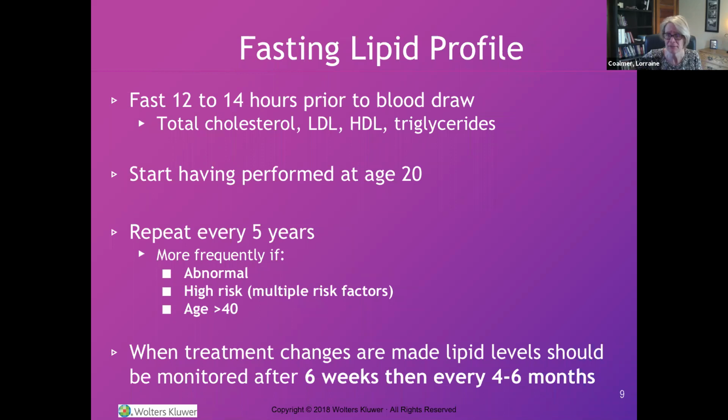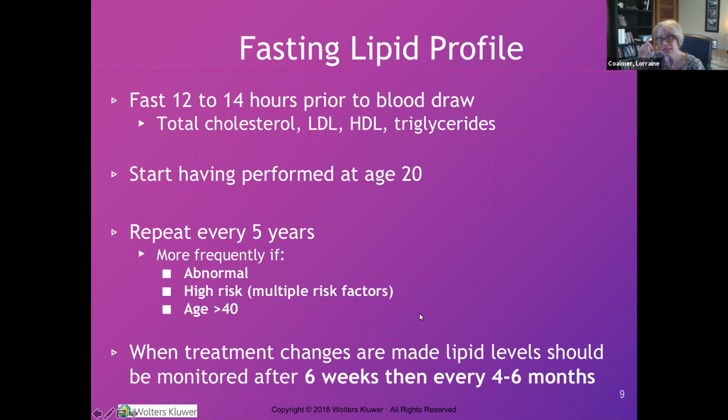And then it says repeat every 5 years, more frequently if abnormal, high risk, or look at that age, which is my age bracket. I'm over 40. So I get mine yearly. With our Be Well Within, I don't even have to pay for it. So it's kind of nice.